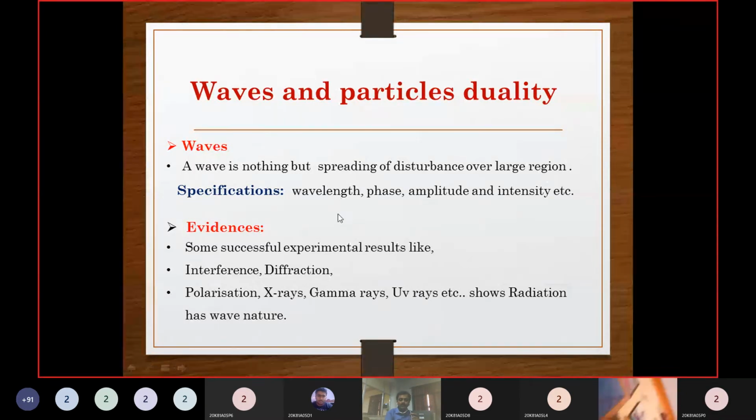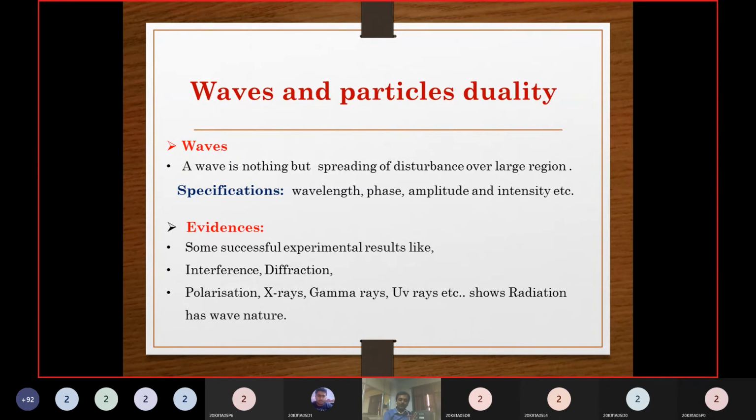So this is about the wave. Now, what is the evidence that light travels as a wave? There are experimental results. By using interference phenomena we can say that light has wave nature. Similarly, by diffraction phenomena we can say that light has wave nature. Polarization, X-rays, gamma rays, UV rays and so on show the same. Based on all these, we can conclude that light and other radiation have wave nature.